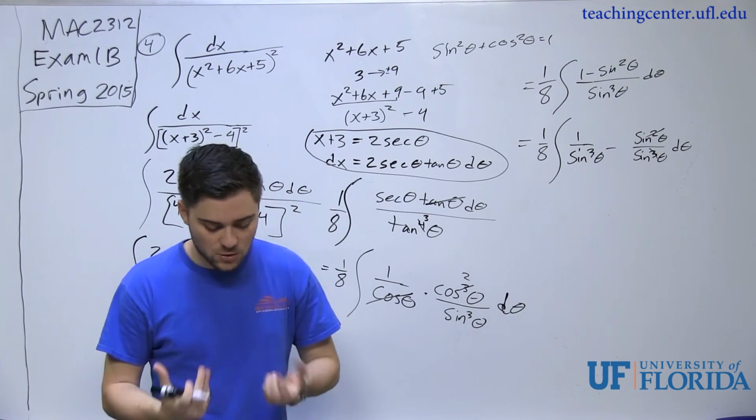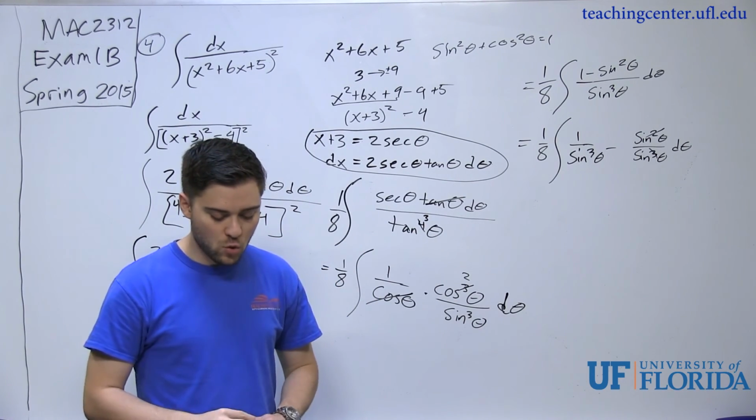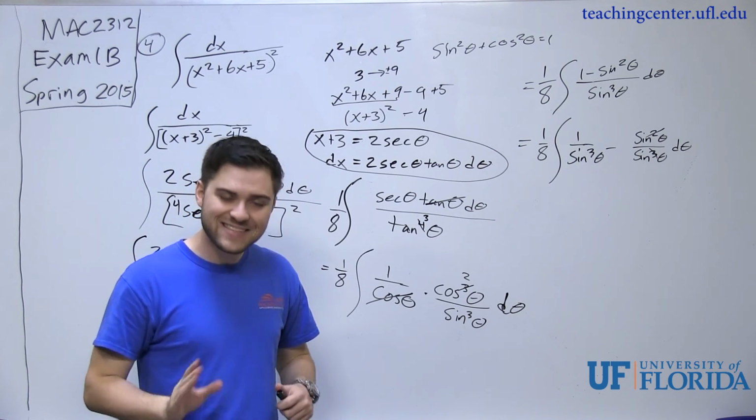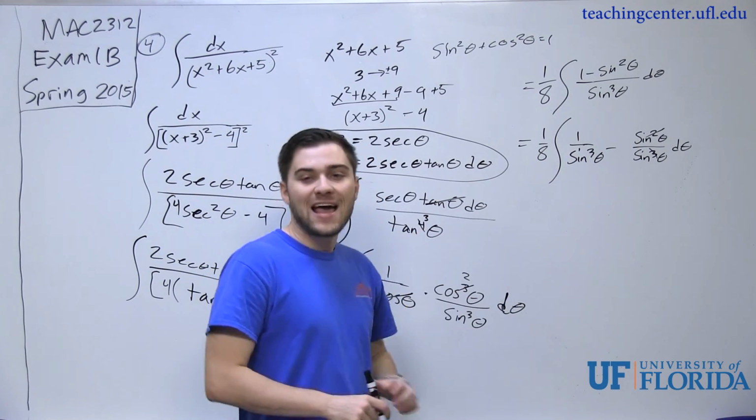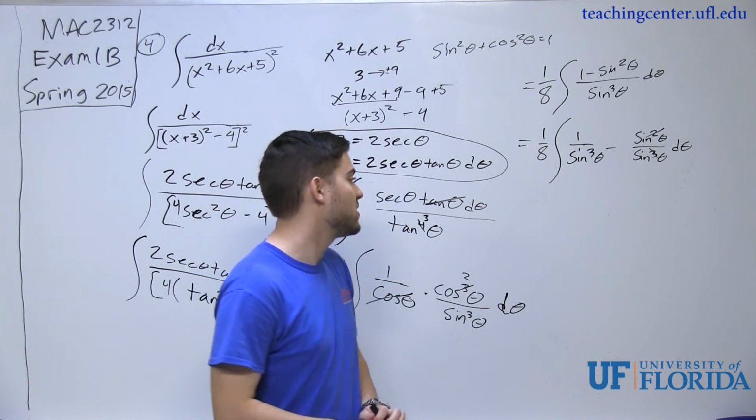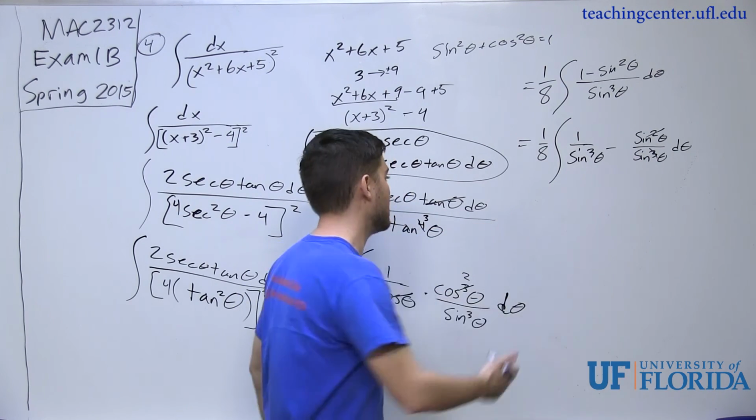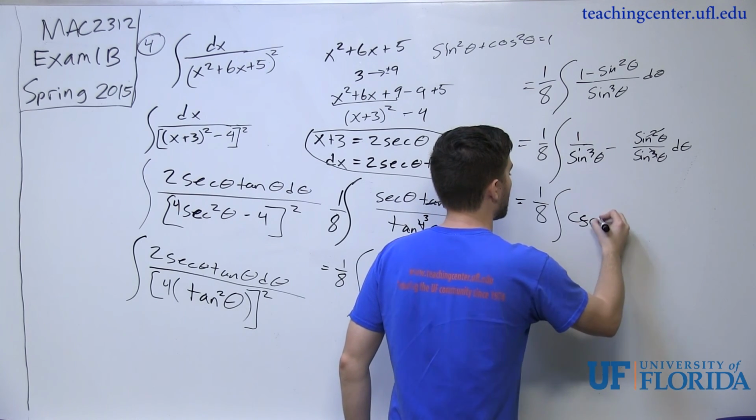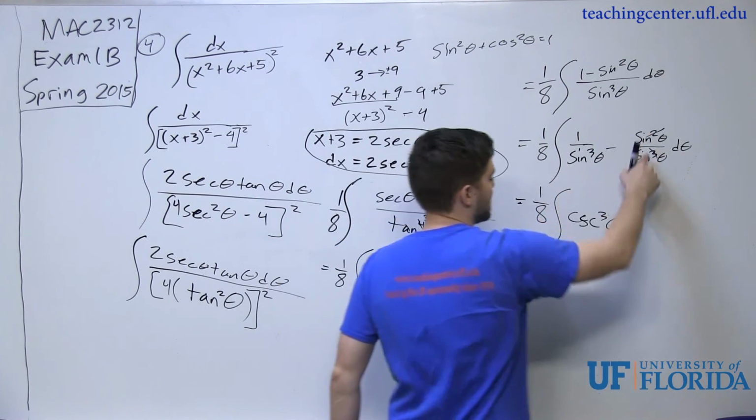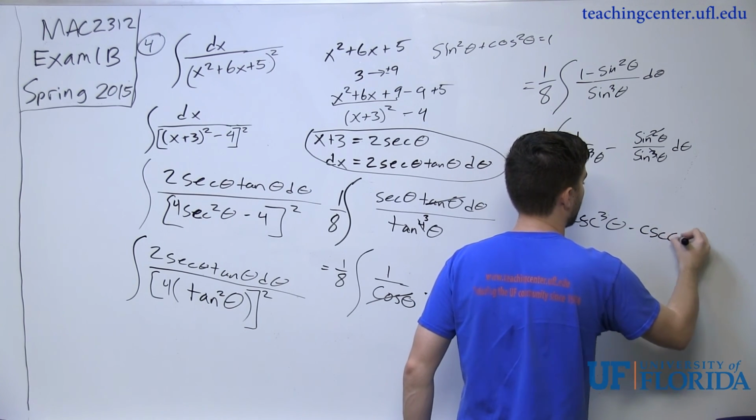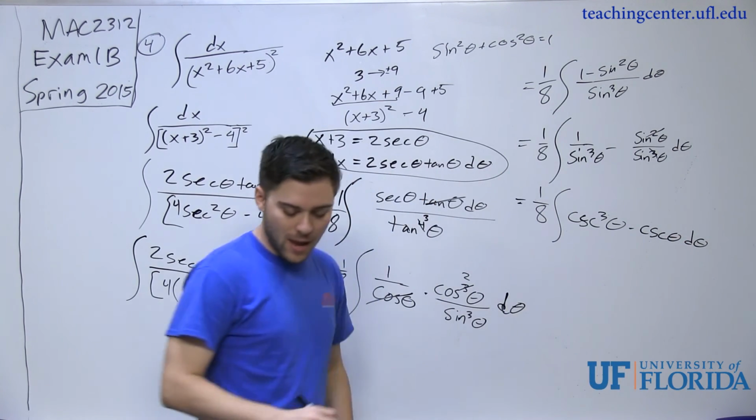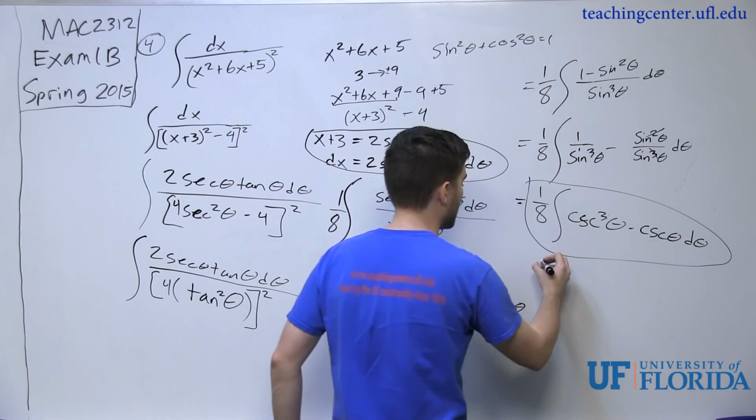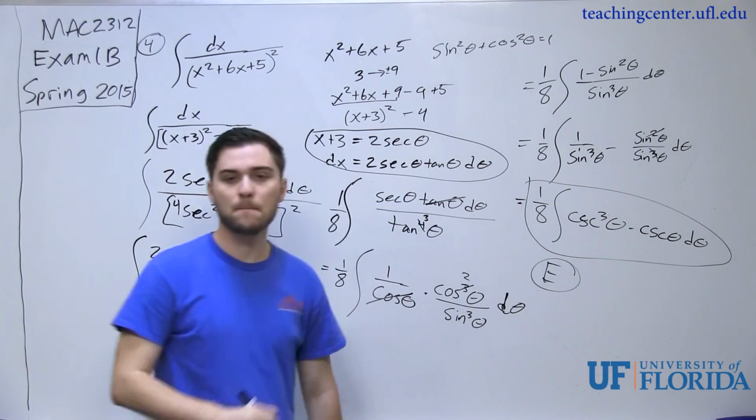So now what I need to do is look at my answers and see if it matches anything. I see some of them with secants. I don't really have secants. I just have sines and cosines. Well, the one that stands out to me is letter E. Letter E has these written as cosecant cubed minus cosecant. Well, 1 over sine is cosecant, so I can just rewrite the form and turn it into cosecant cubed theta minus, this is 1 over sine, so that's cosecant theta, d theta. And looking at my answer, that matches the form perfectly. So we've arrived at our final answer, which is letter E.